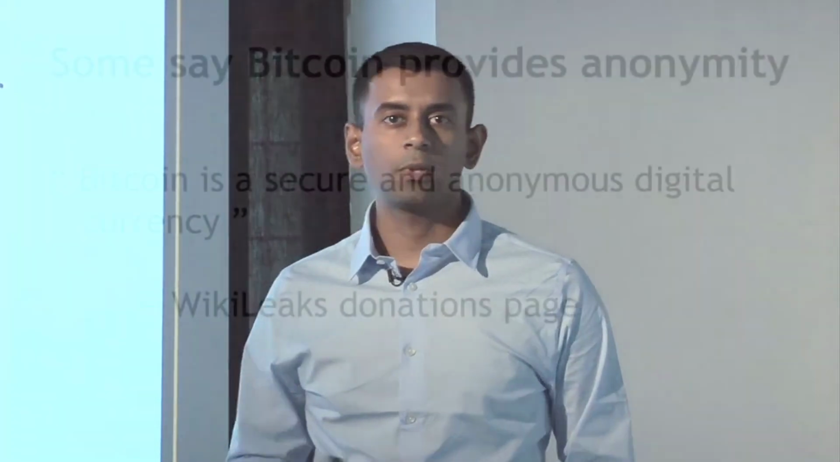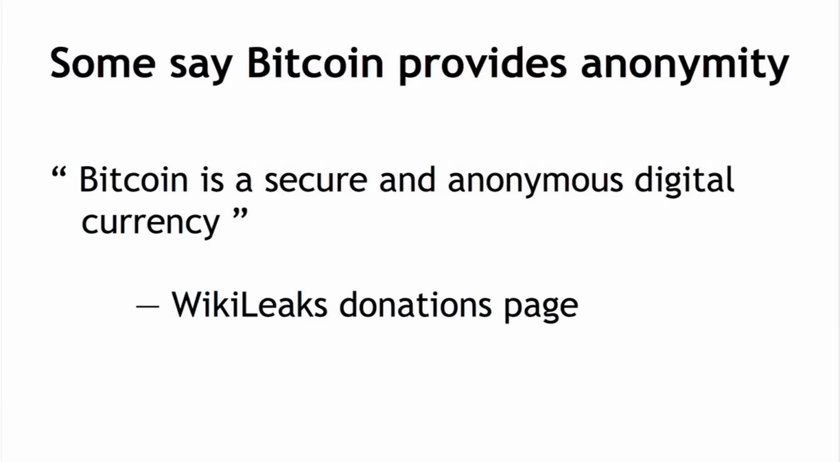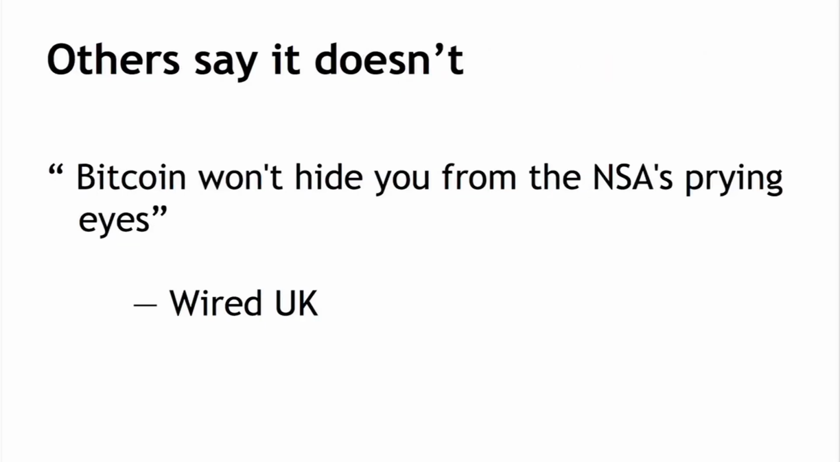If you look online, you'll see there are a number of people in groups saying that Bitcoin is anonymous. There's no shortage of opinions on this. Let me just pull out one quote in particular. This is the WikiLeaks donation page. It says, in plain and simple terms, Bitcoin is a secure and anonymous currency. Is that actually true? Well, you'll also find a variety of opinions to the contrary. Again, I'm just pulling out one example. This is the Wired UK saying, Bitcoin won't hide you from the NSA's prying eyes. So how can we resolve this confusion?